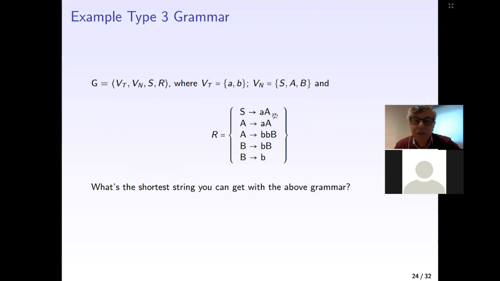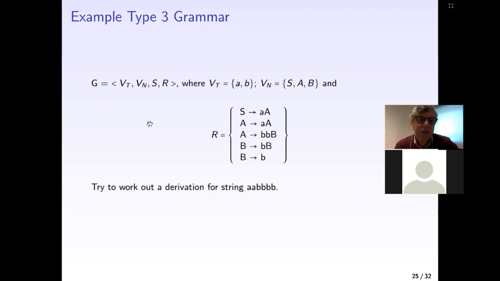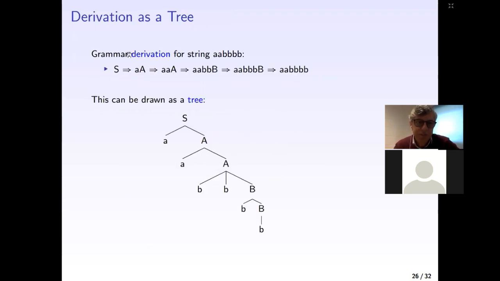I can say S to AA, so it would be A. From here it would be AA. From here I will go here, so it would then be AA, BB. From this one, let's try this, another B, and from this one another B. So it would be AA, BB, BB, right? It would be something like that. So that's the grammar derivation for a string of A, B, B, B, B.